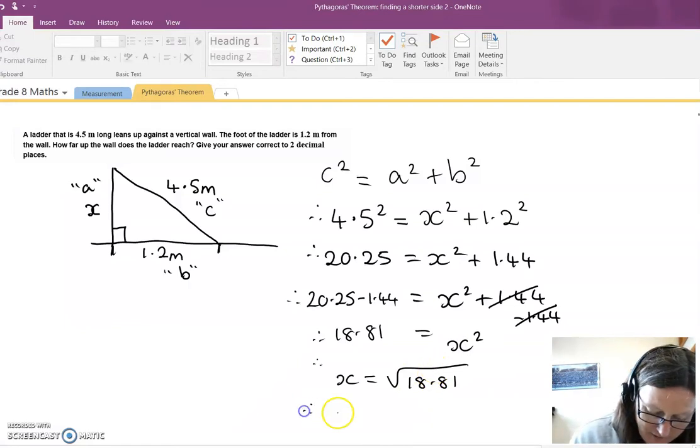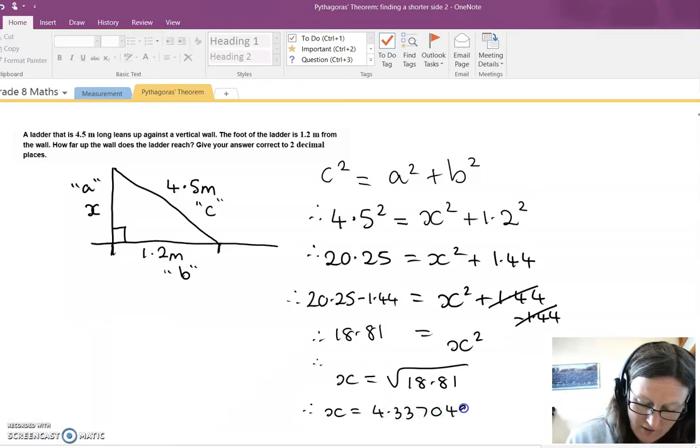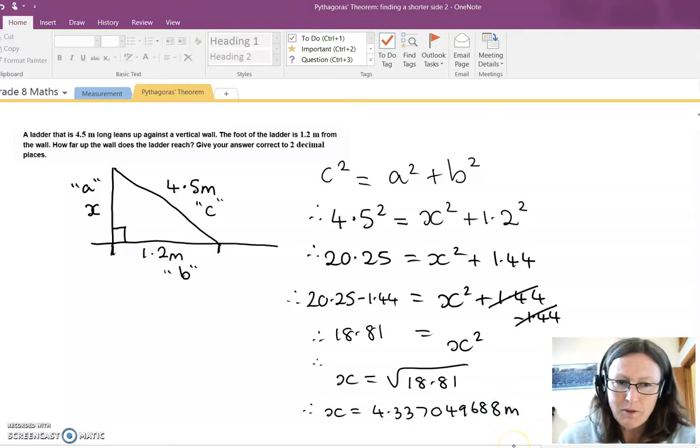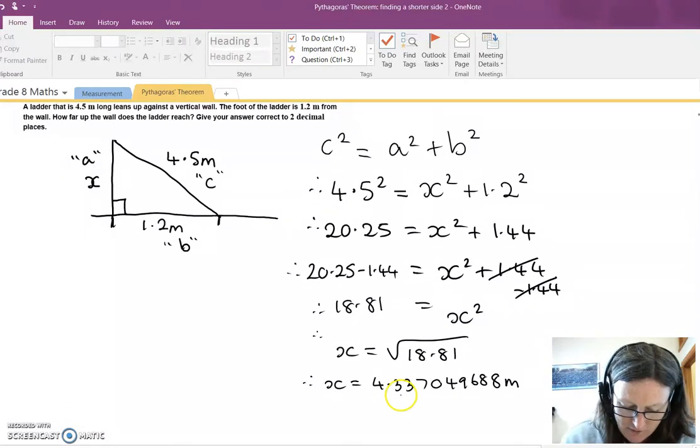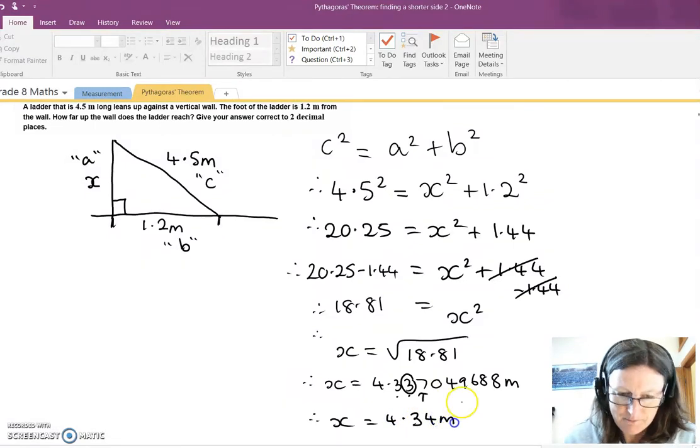Putting that into my calculator, x is 4.337049688 meters. Going back to read what the question says, give your answer correct to 2 decimal places. So 1, 2, looking at the third one, that is greater than 5, which means this 3 rounds up to a 4. So 4.34 meters.